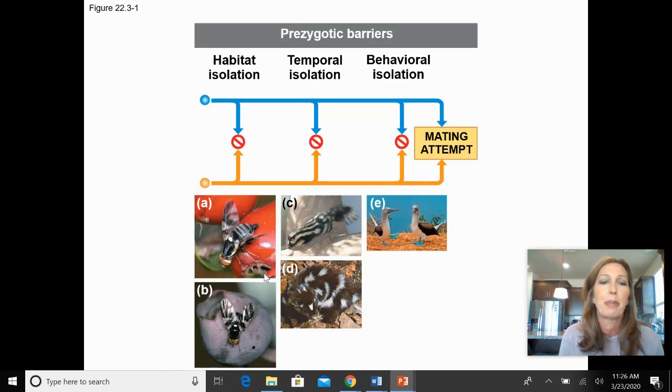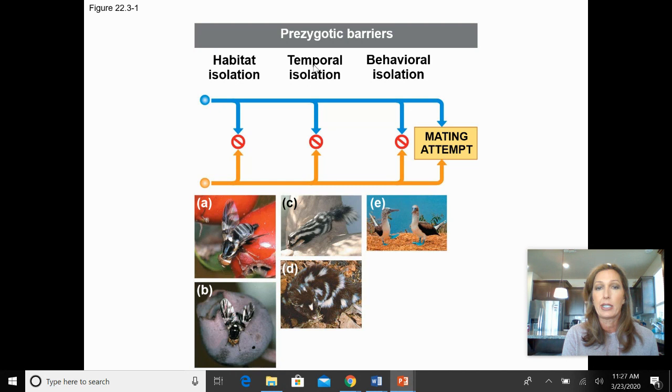Now, our prezygotic barriers. Here are three prezygotic barriers that occur before there's even a mating attempt. If there's no mating attempt, obviously there's no mixing of gametes, right? The first example is habitat isolation. Here I have two different types of flies. One is eating blueberries and one is eating these red berries. That change in habitat is enough to isolate these two different flies so that they are not going to be reproducing. It's habitat based, and with that habitat, it stops them from ever even selecting the other as a mating partner.